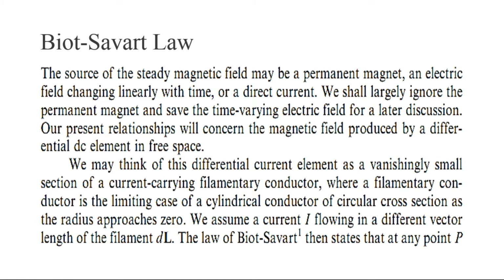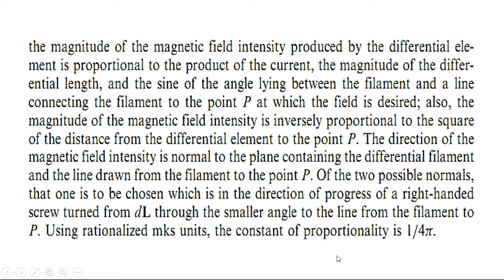So according to the Biot-Savart law, the law states that at any point P, the magnitude of the magnetic field intensity produced by the differential element is proportional to the product of the current, the magnitude of the differential length, and the sine of the angle lying between the filament and a line connecting the filament to the point P at which the field is desired.